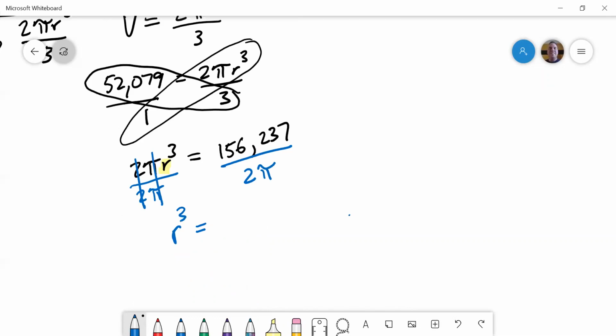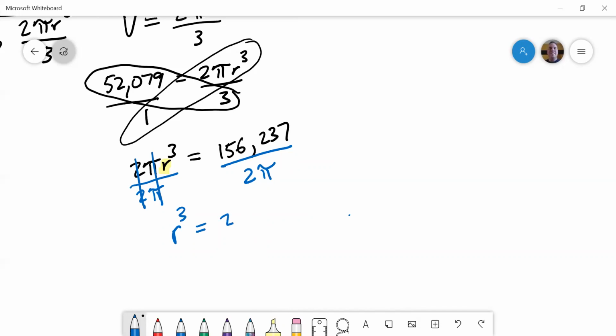Okay, let's go ahead and divide by that. So let's do 156,237 divided by 2 pi. And you should be able to put 2 pi in the denominator, right? And then hit enter. You guys should be getting 245,416, right? That number.